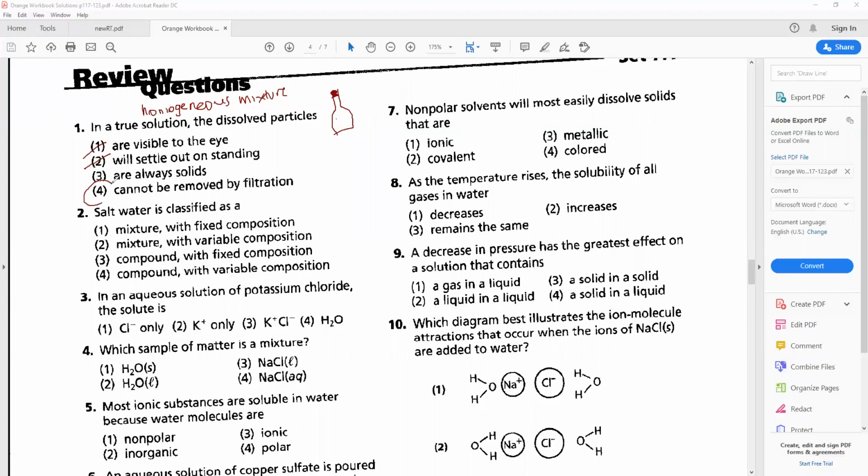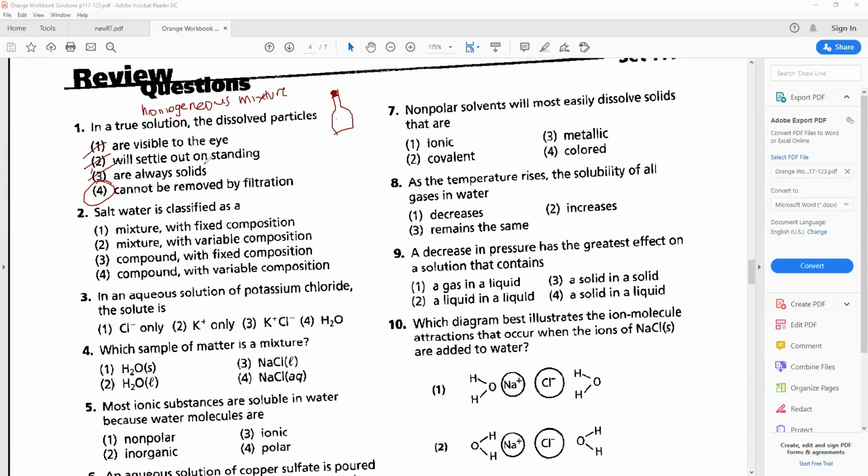And also because they're so small, they cannot be removed by filtration. Try it at home. Take water, add some salt, dissolve it. Pass it through a coffee filter. That's filtration, passing the salt water through a coffee filter. Will the filter separate the dissolved salt from the water? No, it will not.